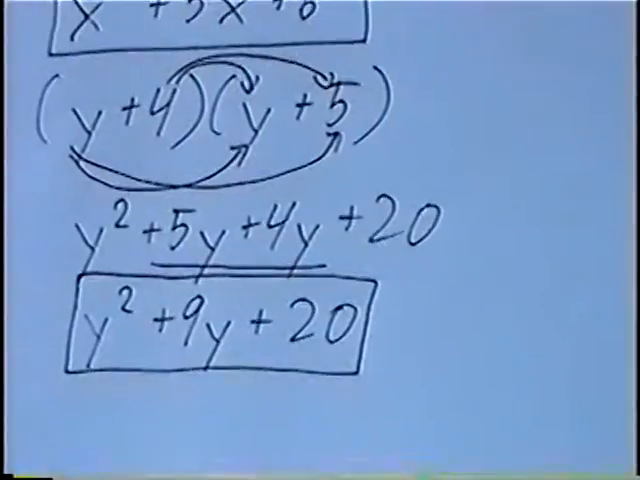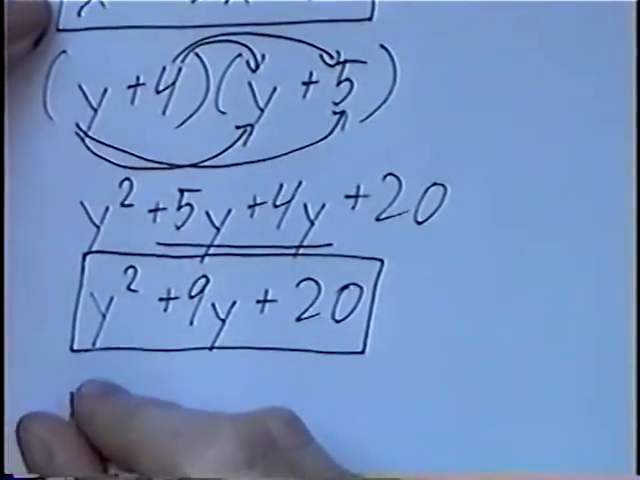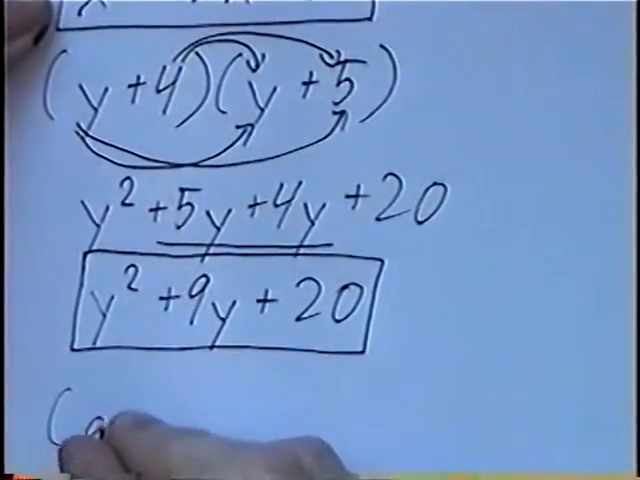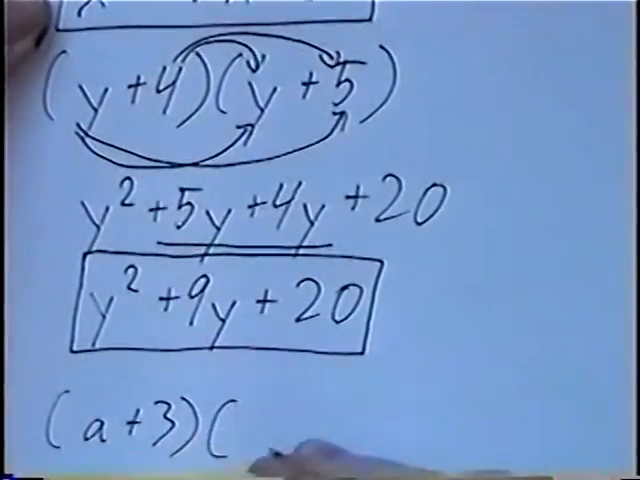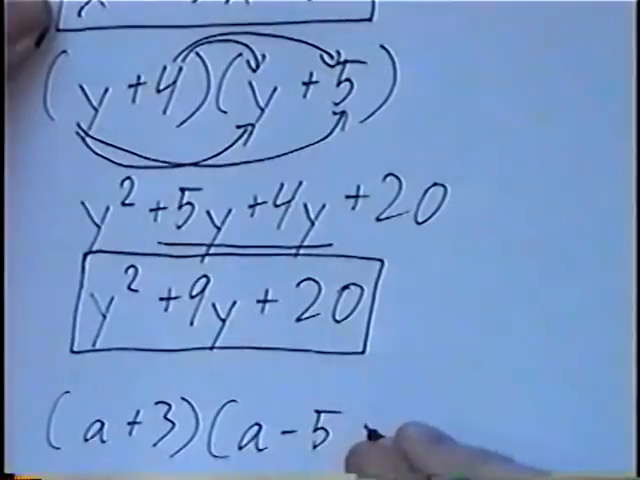And last question for this section. In parentheses, the first parentheses is a plus 3, and the second parentheses a minus 5.